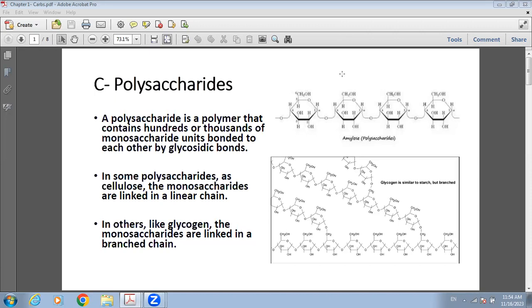We're going to talk about polysaccharides a little bit, and then we're going to see a sample test. If you remember when we discussed polysaccharides, we said that polysaccharides are made of 100 or more monosaccharide units that are linked to each other by glycosidic bonds. Some polysaccharides could be linear, other polysaccharides could be branched, some could be a combination of linear and branched polysaccharides.